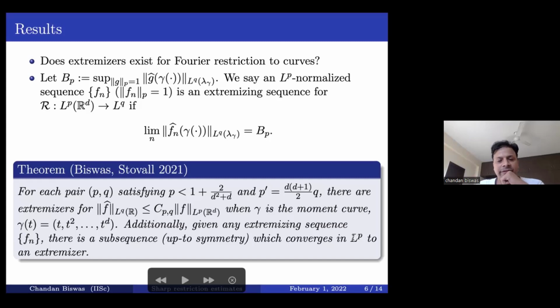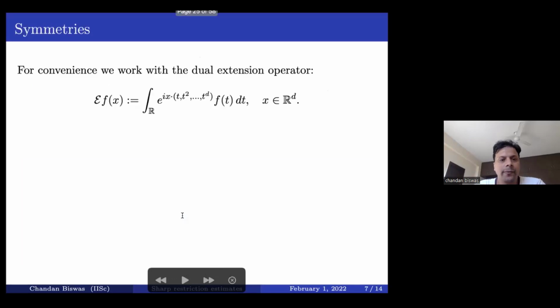Okay, so I mentioned symmetry. What do I mean by symmetry? One more thing: here I didn't write L^q of the affine arc length measure, because for the moment curve (t, t^2, ..., t^d), the affine natural measure is identically the one-dimensional Lebesgue measure dt. So for convenience, we work with the dual extension operator. The dual of the restriction operator for the moment curve is the extension of f at x: for x in R^d, you integrate f against e^{i x · (t, t^2, ..., t^d)}.